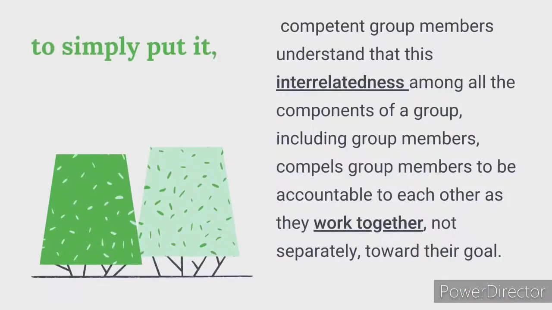To put it simply, competent group members understand that this interrelatedness among all components of a group, including group members, compels group members to be accountable to each other as they work together, not separately, toward their goal. The consequences of their choices during the process of group deliberation reverberate throughout the entire group system.